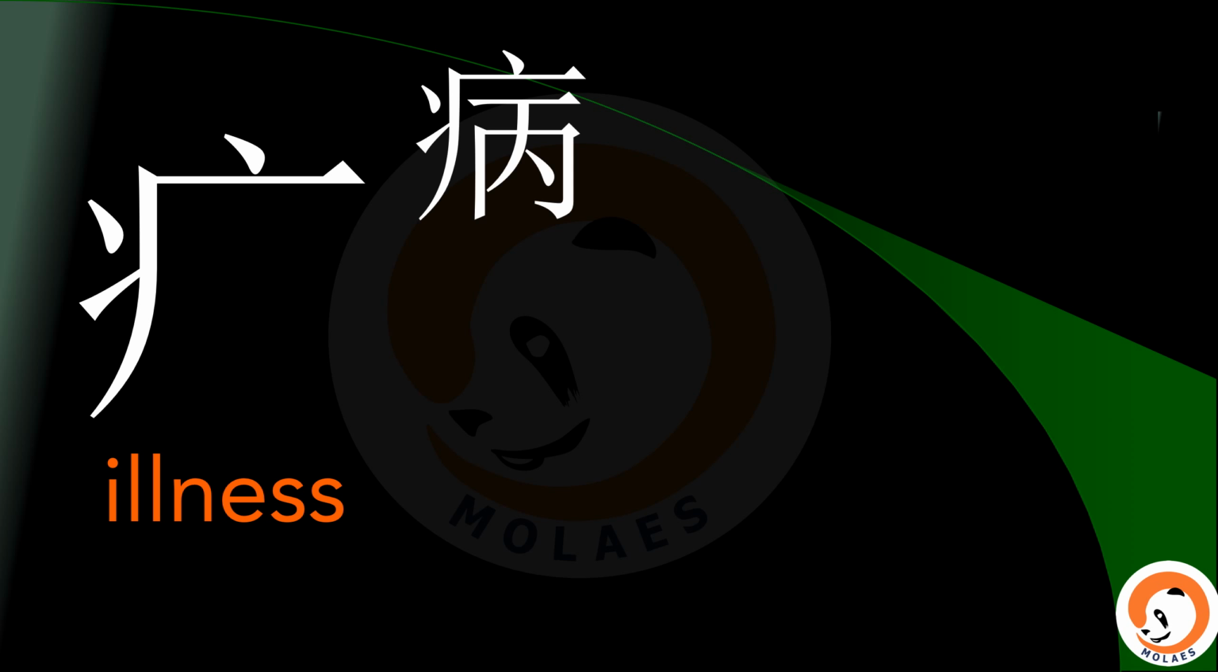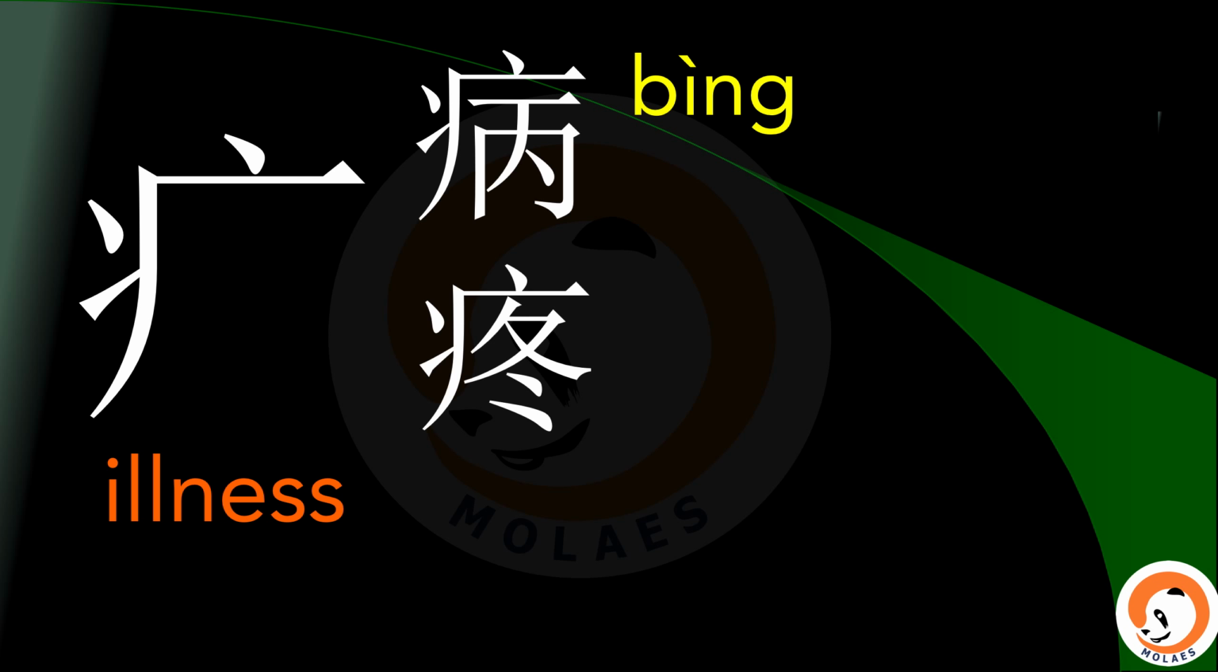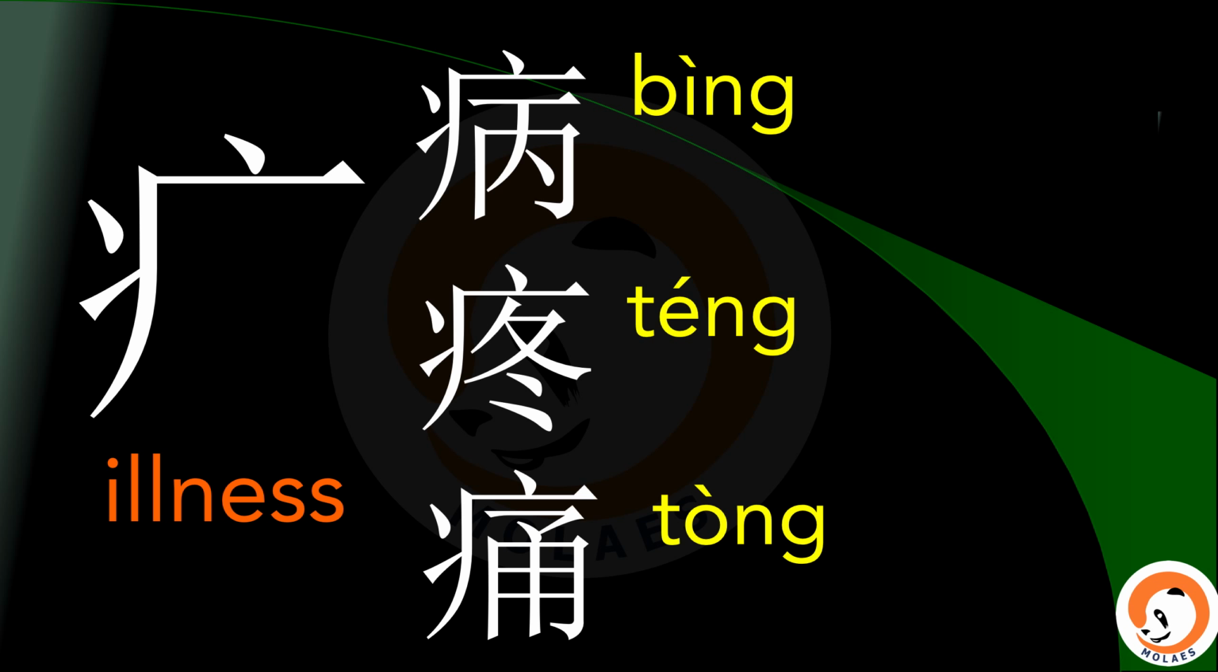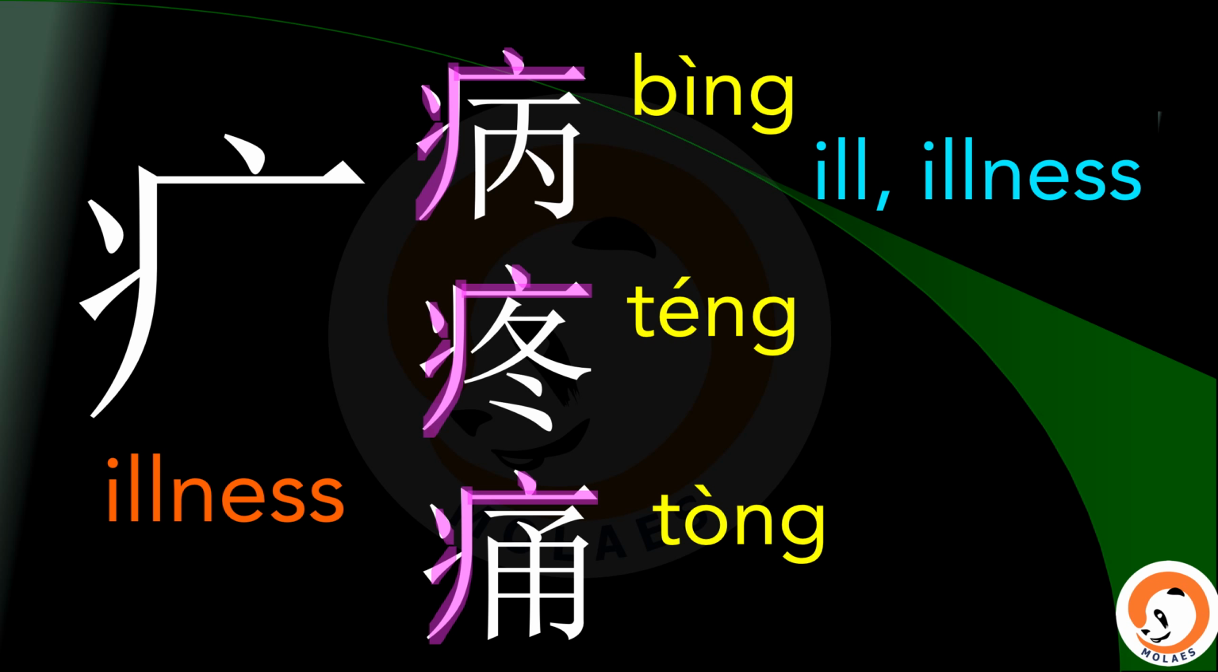Illness radical. Let's look at this character, 病, and this one, 疼, and this one, 痛. They all contain the illness radical. 病 means ill or illness. 疼 means pain. 痛 also means pain. 疼痛, this is the word for pain. 病 ill, 疼 pain, 痛 pain.